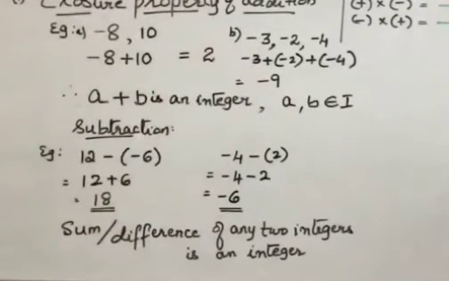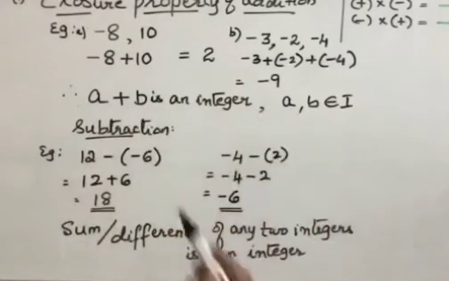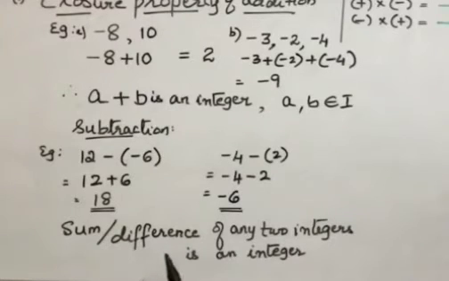Properties of addition and subtraction of integers. Under that, we have first learned closure property of integers. In the first case, closure property holds good with respect to addition. That means when you add two integers, you get an integer. Answer is also an integer. When you subtract two integers, the difference also is an integer. So, closure property holds good with respect to addition and subtraction of integers.